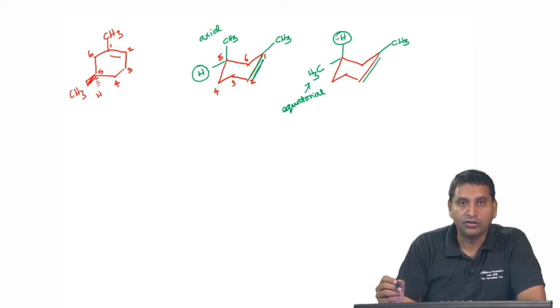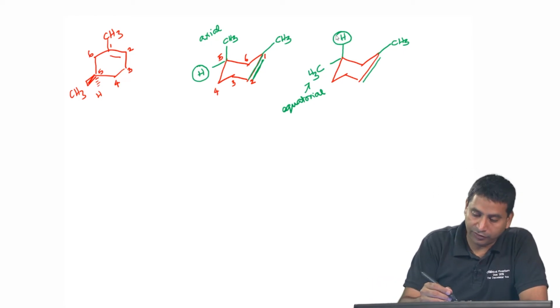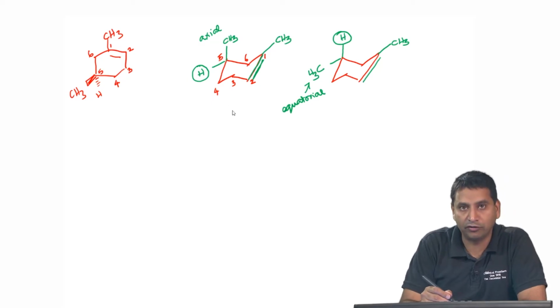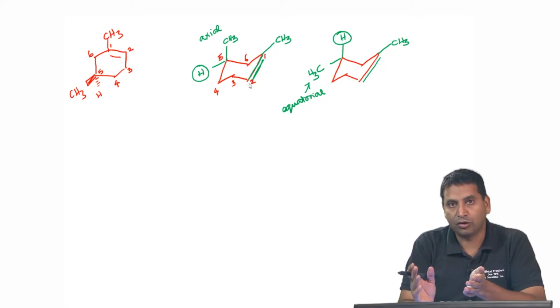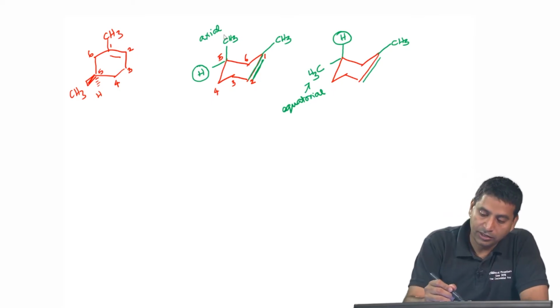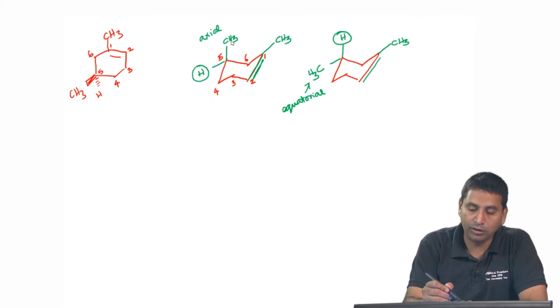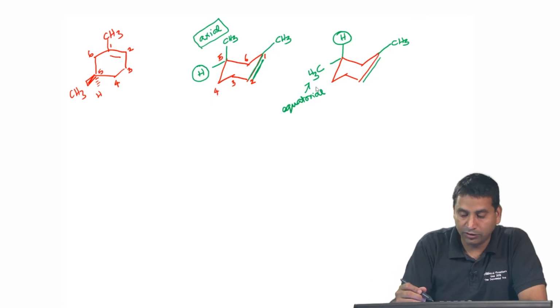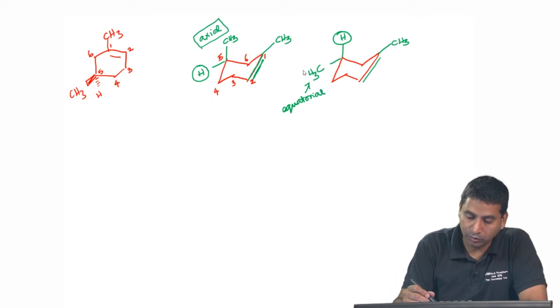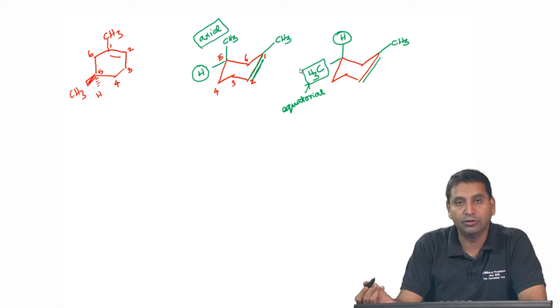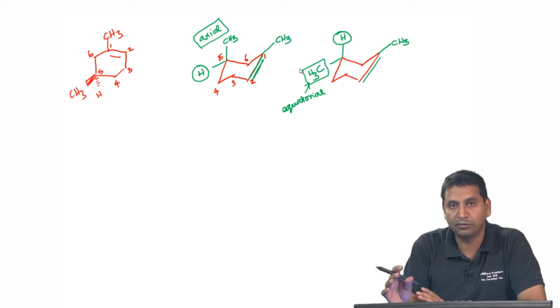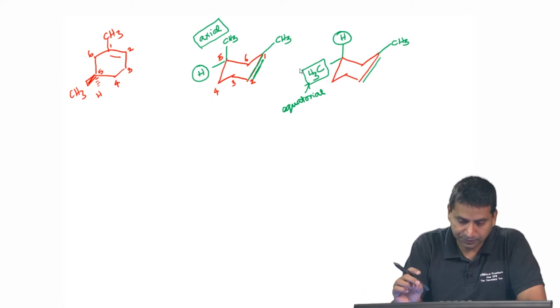Just to recap, the first structure on the left is the chair conformation which I have drawn, where there is a double bond between carbon 1 and carbon 2. There are other ways to draw this, but just for the sake of simplicity I am following this method. In the first structure on the left, the methyl group is in the axial position, and in the structure on the right, the methyl group is in the equatorial position. This gives us a good perspective of the stereochemistry.